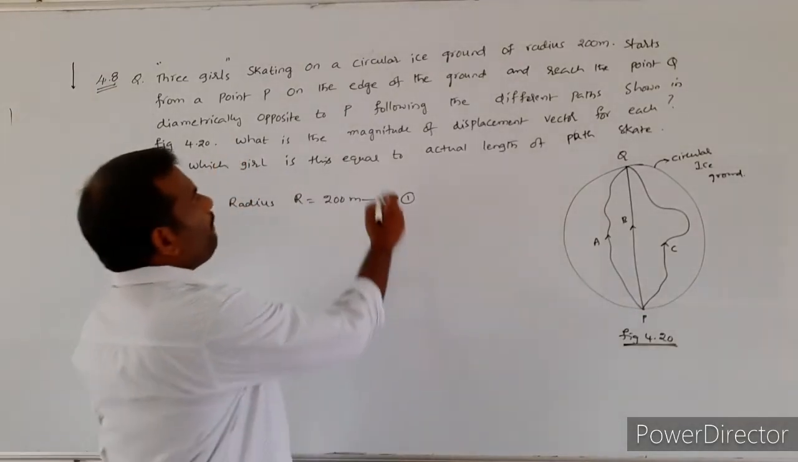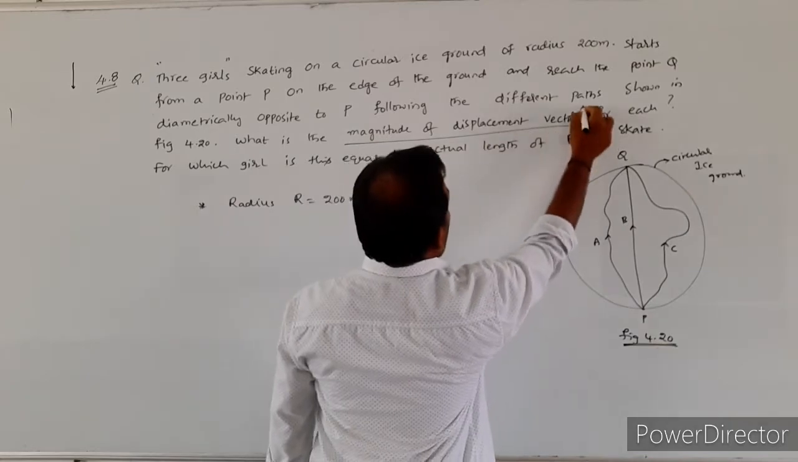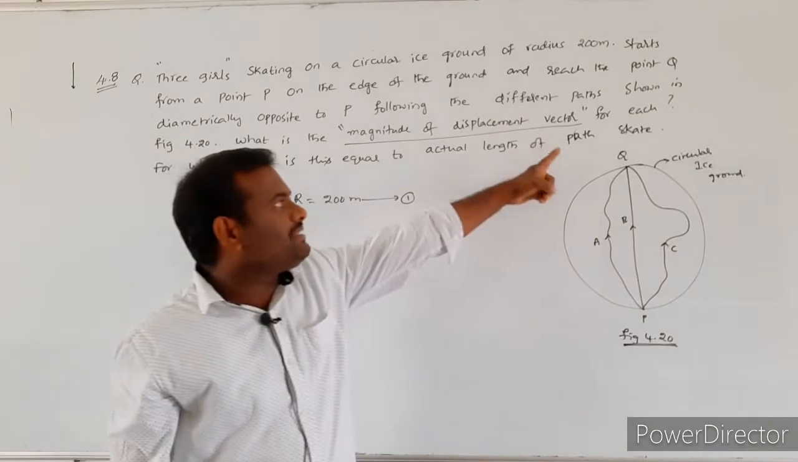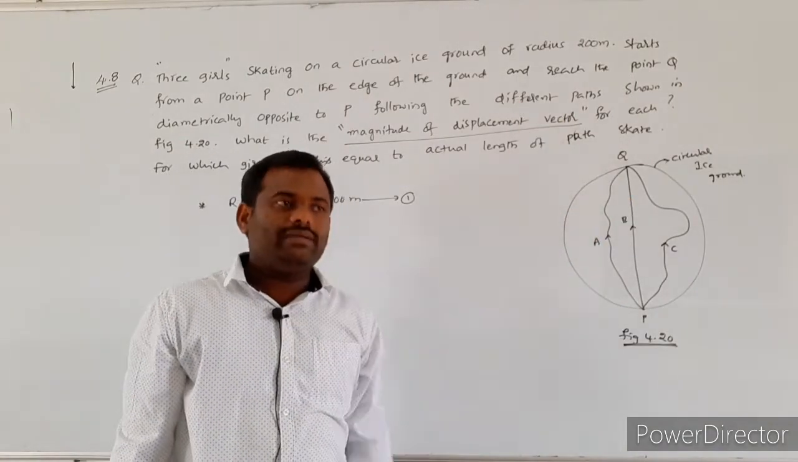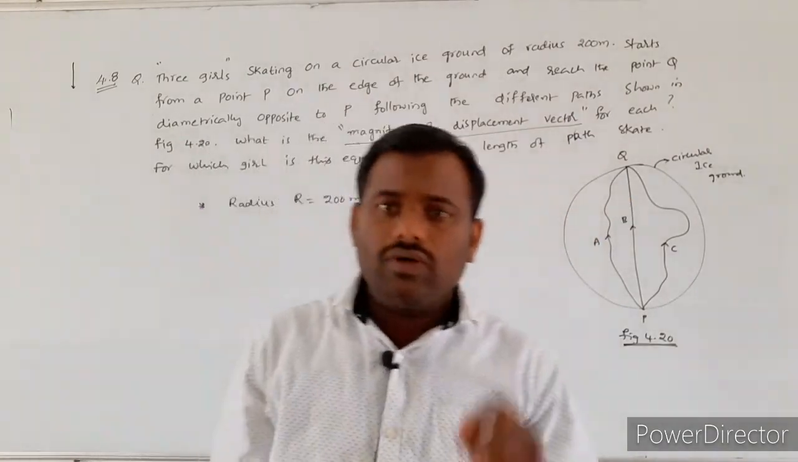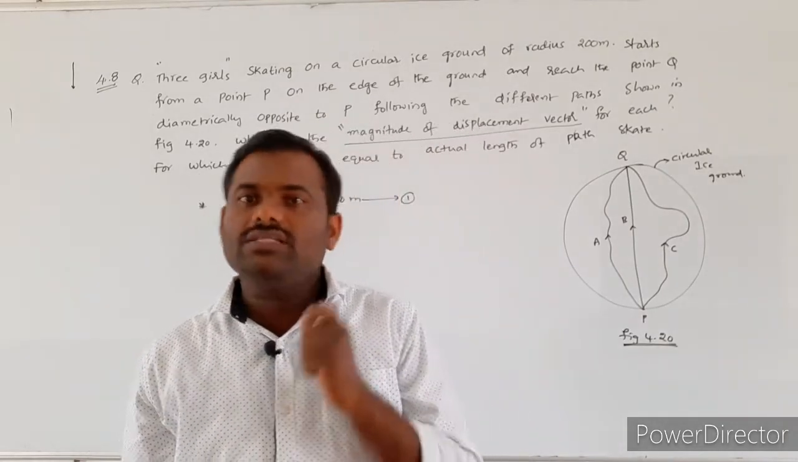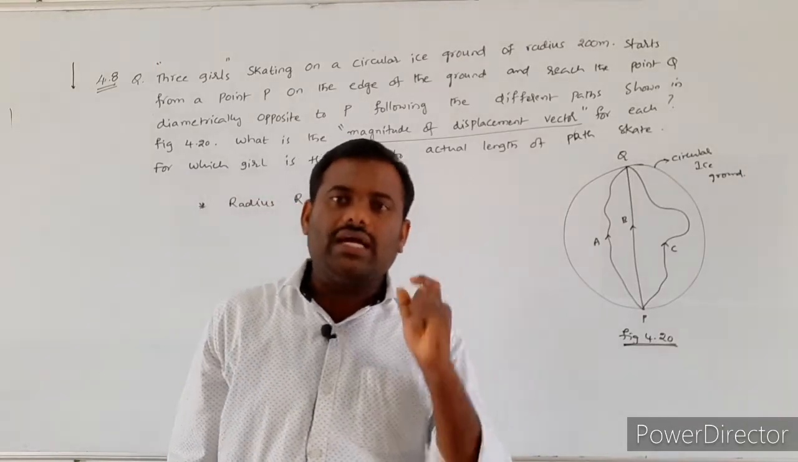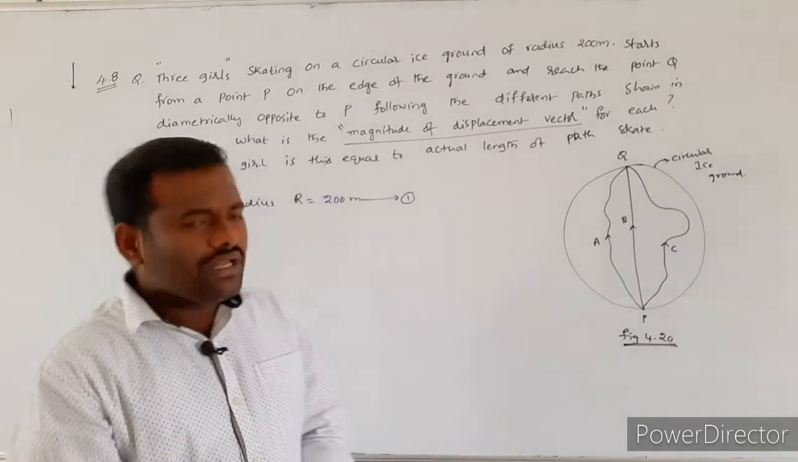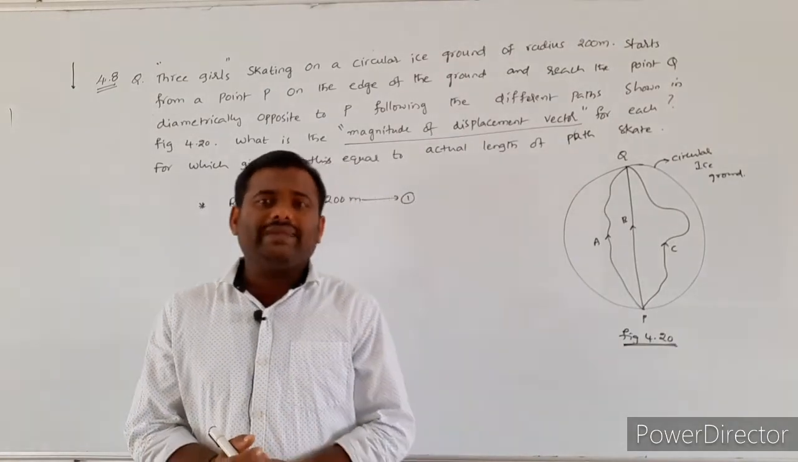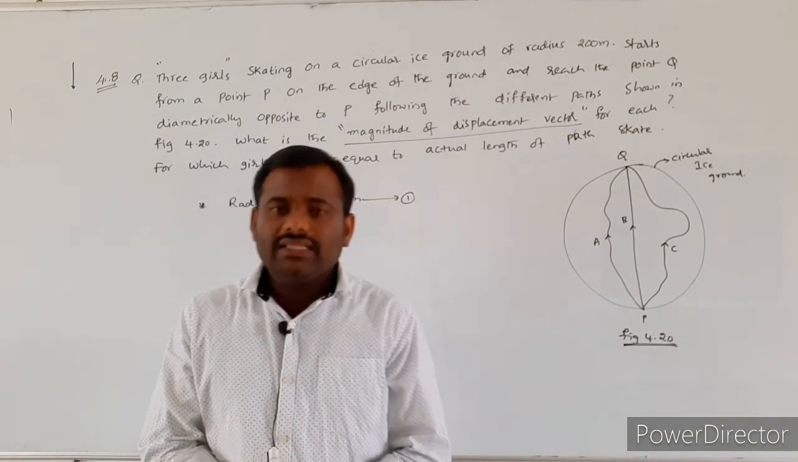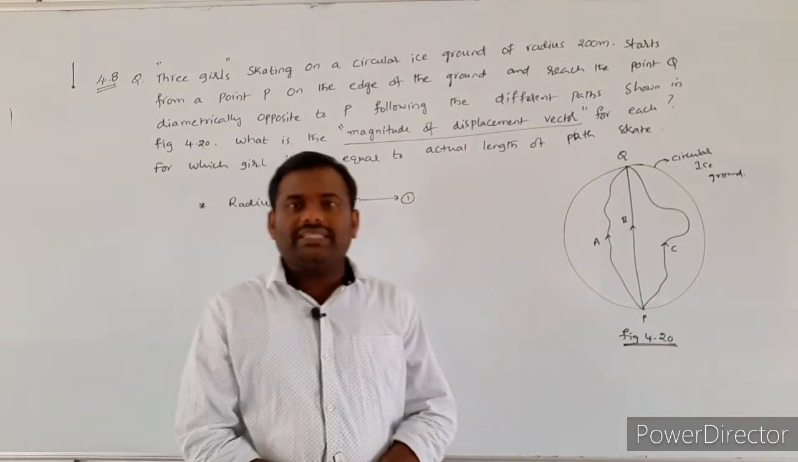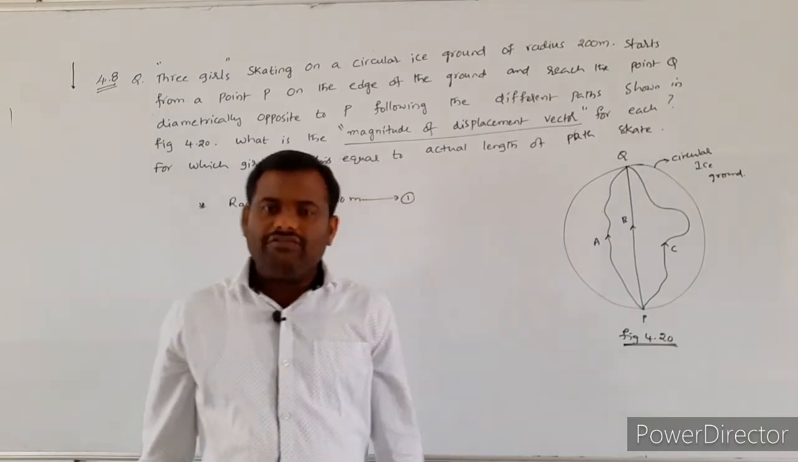At that time, what are they asking? What is the magnitude of the displacement vector for each? That means, simply, what is the magnitude of displacement covered by each of the girls? We know the definition of displacement. What is the definition of displacement? The shortest distance between the initial position and the final position.